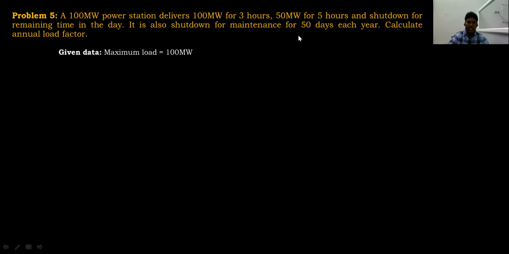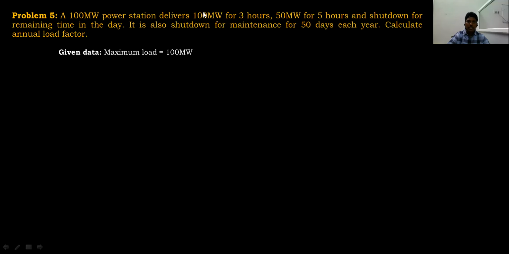Previously, we did 365 into 24 hours, 8760 hours, and substituted that for time. But in this case, for 50 days the plant is completely shut down. Therefore, 315 into 24 hours is what we have to substitute in place of time. That is the difference here. Now the given data: the maximum load is 100 megawatts. A 100 megawatt plant means its maximum capacity is 100 megawatts.